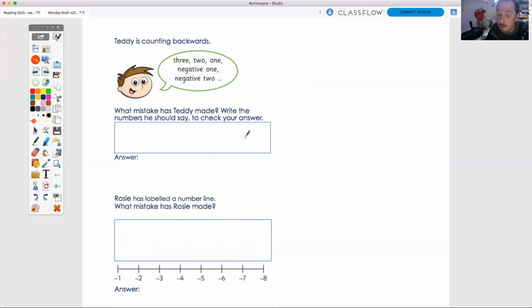Rosie's labelled a number line. But what mistake has Rosie made? She's made a big mistake. But can you see what it might be? All right. If you get a chance, write that down as well. All right. So those are your activities for maths today.